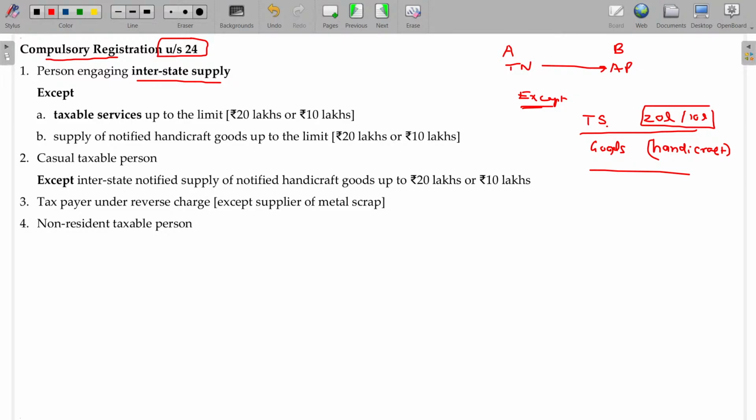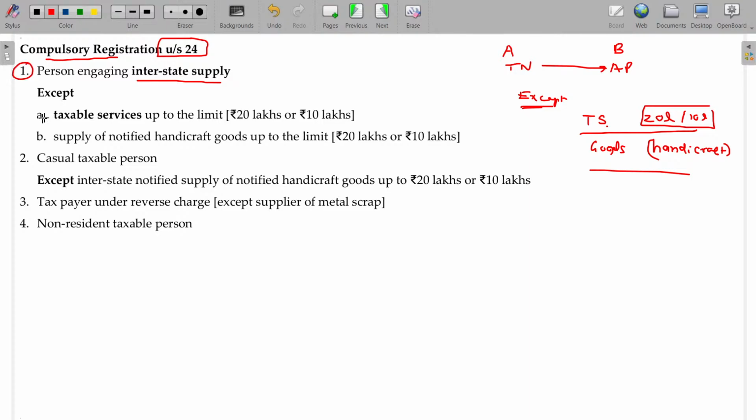So, if you are rendering service from one state to another state, you have to consider whether you are going to do taxable supply of services or goods. Is the limit within 20 lakhs? Yes, sir. Then no need to register. In case of MMT, the limit should be within 10 lakhs. So not required to register. In case of supply of goods, sir, it should be handicraft goods. Okay, notified handicraft goods. What is called notified handicraft goods? We'll study under section 23. Okay, we'll study there. Clear?